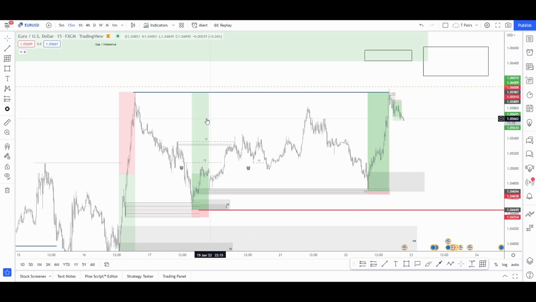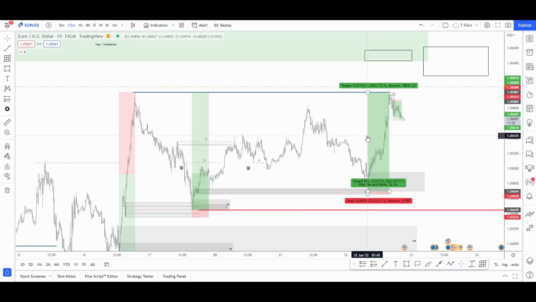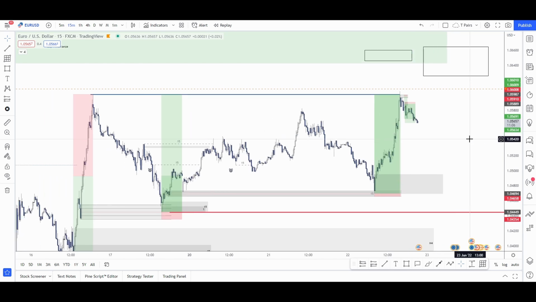That's how you could have made roughly 50% on your account if you trade 1% per trade, just using Euro USD. It's not complicated, it's not rocket science.